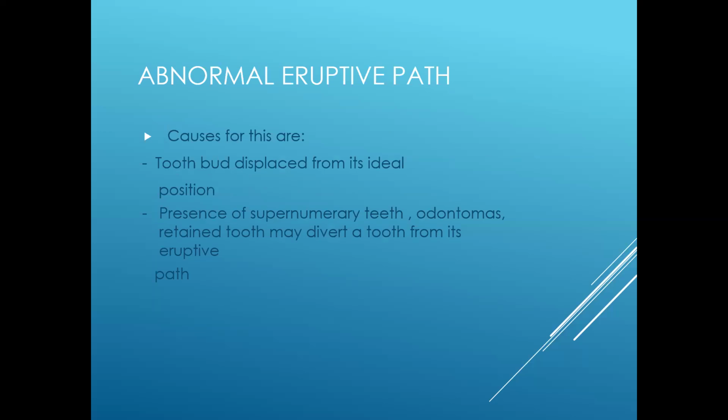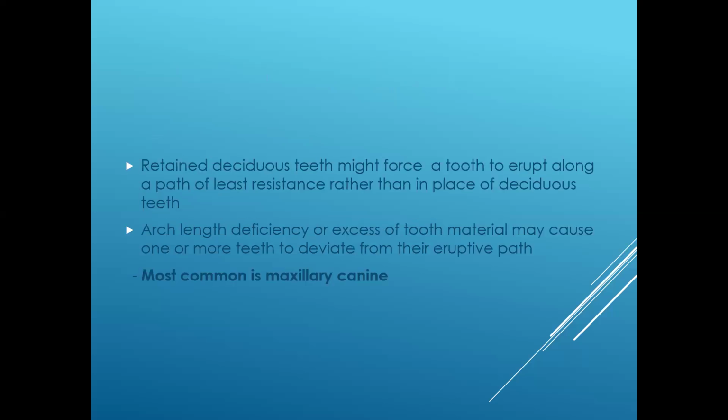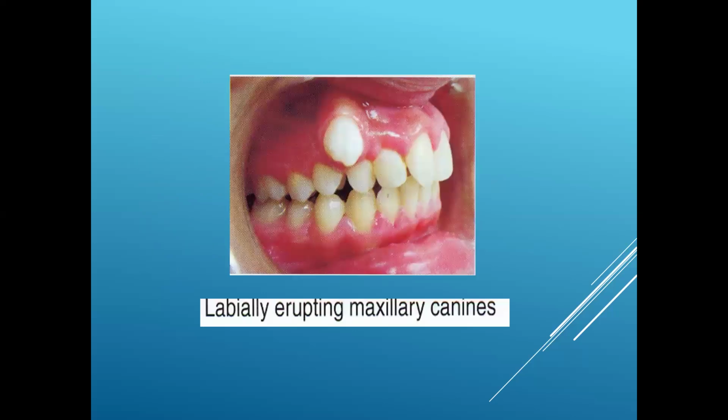Another local factor of malocclusion is abnormal eruptive path. Causes are tooth bud displaced from its ideal position, presence of any supernumerary tooth and odontomas, and a retained tooth that may divert a tooth from its eruptive path. Retained deciduous teeth might force a tooth to erupt along a path of least resistance rather than in place of the deciduous tooth. Arch length deficiency or excess of tooth material may cause one or more teeth to deviate from the eruptive path, most commonly the maxillary canine. Here, a labially erupting maxillary canine is seen. It's due to the retained 53 in this case, the retained deciduous canine.